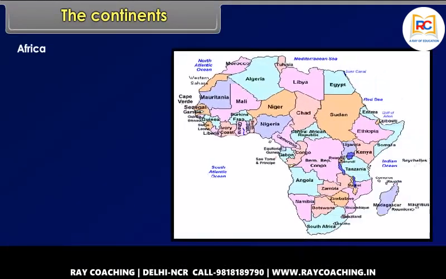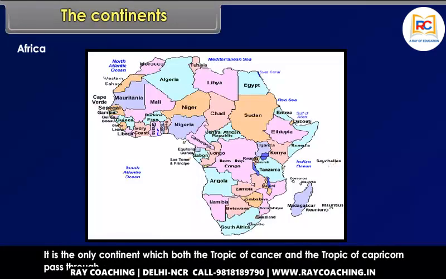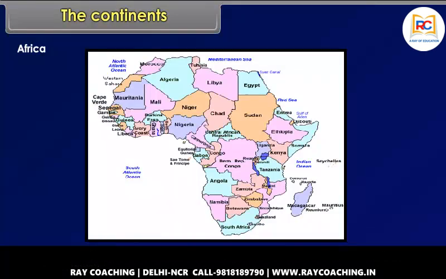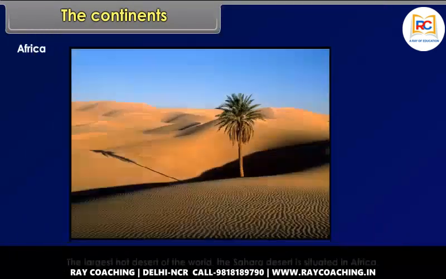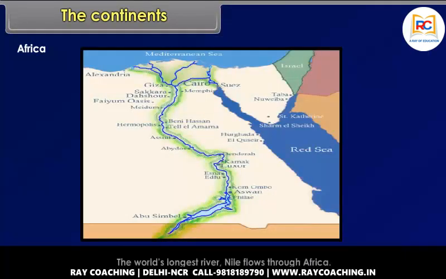Africa. Africa is the second largest continent after Asia. The Equator runs almost through the middle of this continent. The wider part of Africa lies in the northern hemisphere. It is the only continent which both the Tropic of Cancer and the Tropic of Capricorn pass through. The continent is bound on all sides by oceans and seas. The largest hot desert of the world, the Sahara Desert, is situated in Africa. The world's longest river, Nile, flows through Africa.